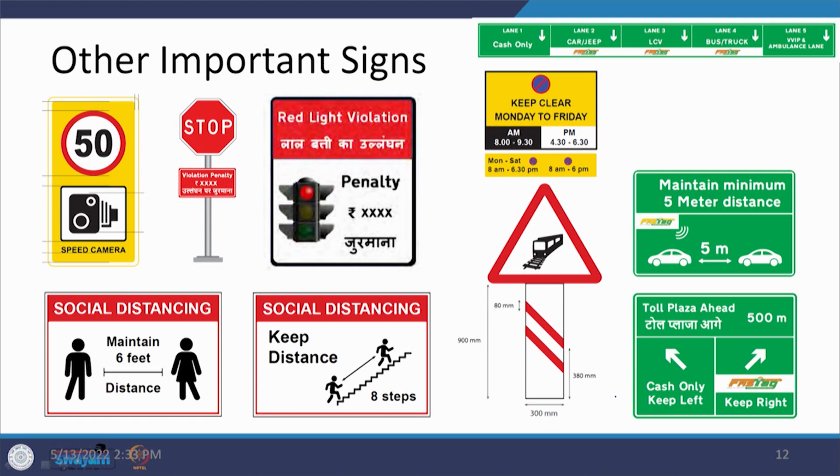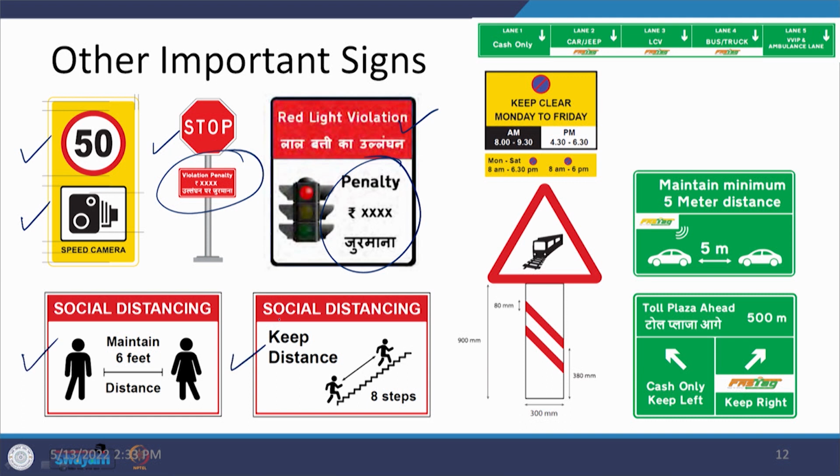Here the other important signs are, as you can see, about many of the violations. It depicts that there is a speed camera and the speed limit is 50 kilometers per hour. Be cautious, you are going to be caught. Another one says that you have to stop. If you are not stopping, then there is going to be a penalty, and that penalty is defined. Or there is a red light violation, and again there is going to be a penalty. So, it is predefined and informed to the drivers.